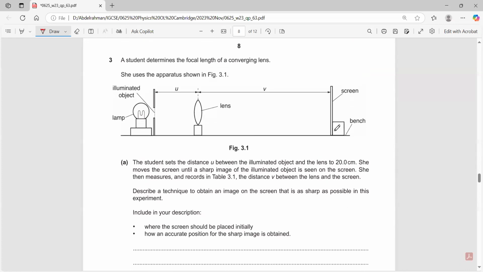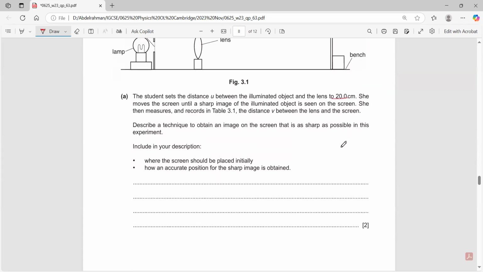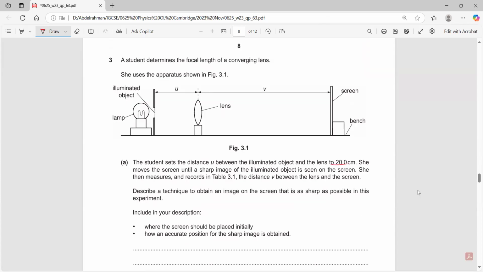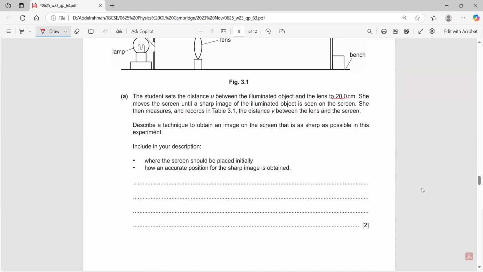In question 3, you have the distance u between the illuminated object and the lens, which is 20 centimeters. She moves the screen until a sharp image appears. Describe a technique to obtain an image that is as sharp as possible. What is the technique to obtain a sharp image on the screen? Move the screen slowly back and forth.